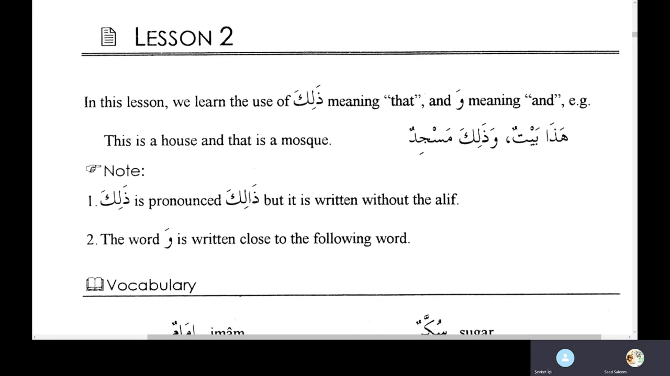Lesson 2. In this lesson we learn the use of ذلك meaning "that" and و meaning "and". This is a house and that is a mosque.